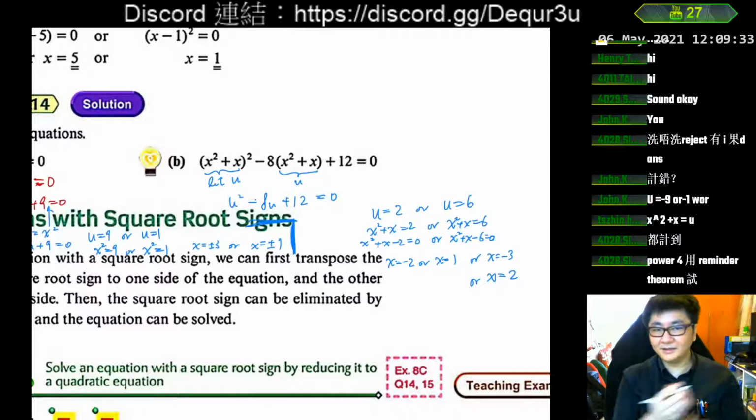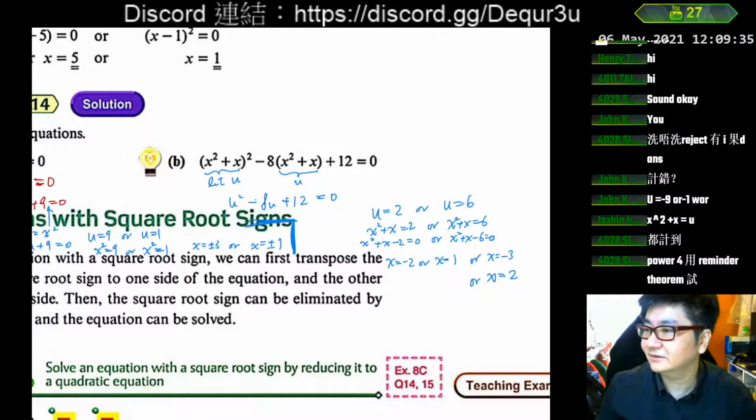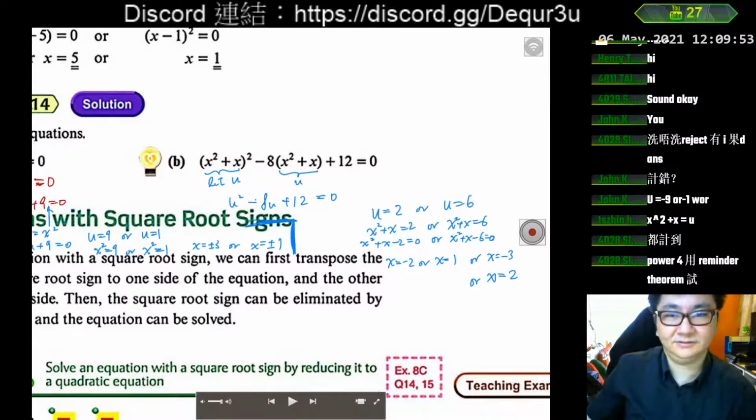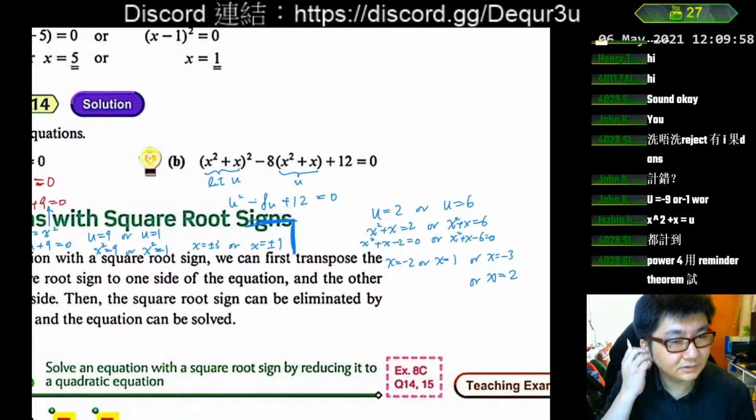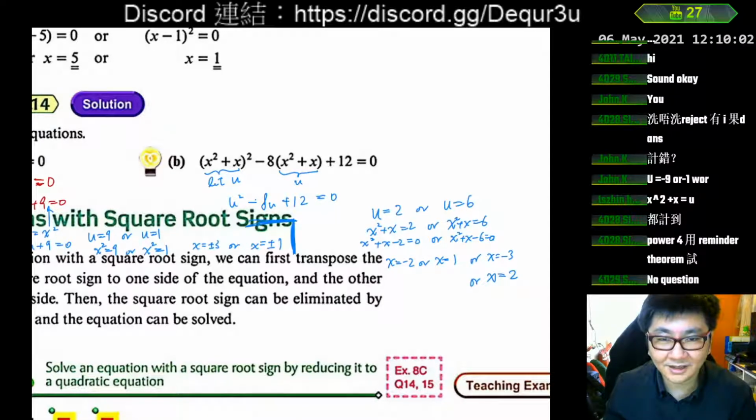Alright, so this is part A and part B. Any questions here? Okay, so it seems I hope you don't have any question for this one.